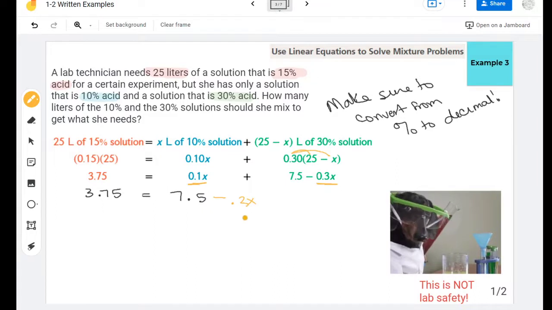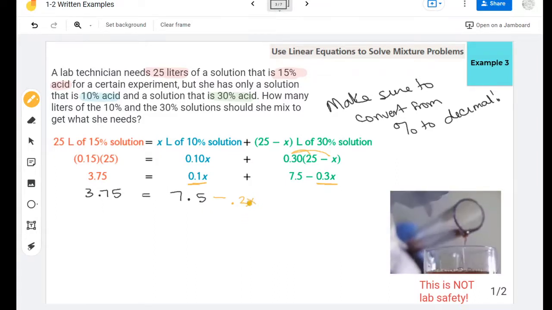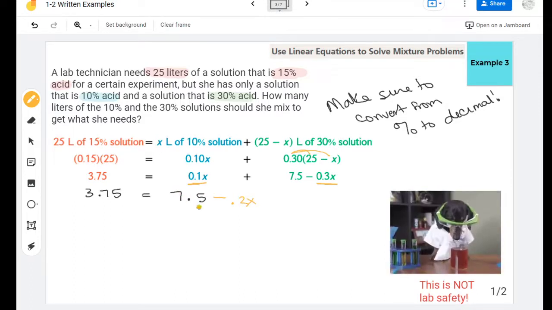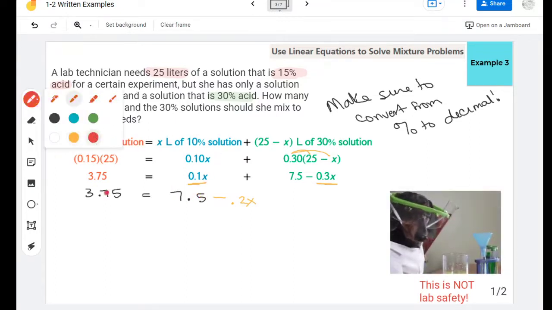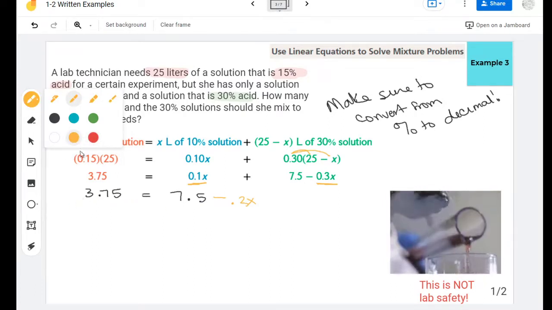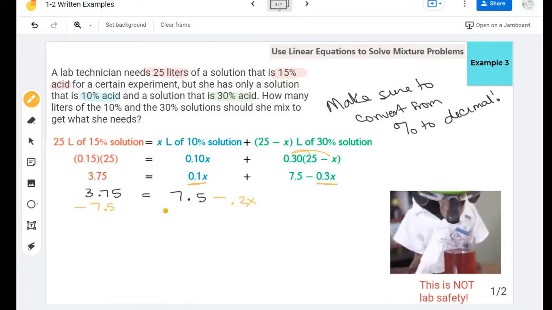Now remember from our previous examples, we are trying to isolate the variables. We're trying to get x alone. So my next step to get the x alone is to get rid of the 7.5. So I'm going to go to each side of my equation. Sorry, I'm running out of colors here. And I'm subtracting 7.5 from each side.